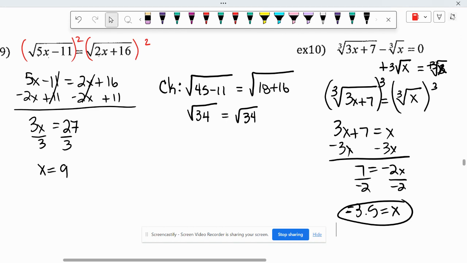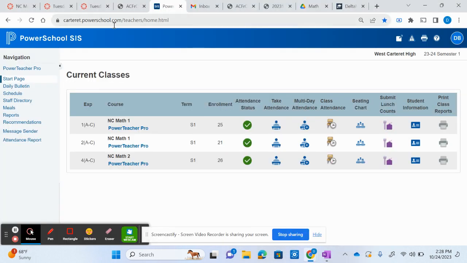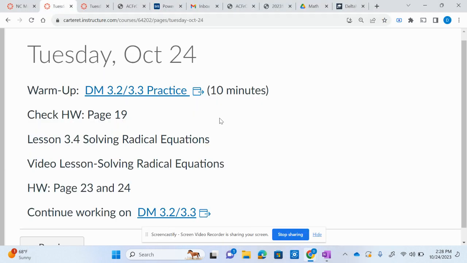Okay. So I'm going to go back to the module really fast, and then I'll do as many delta maths as I can in 10 minutes.